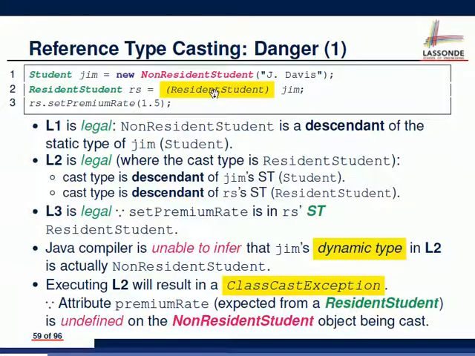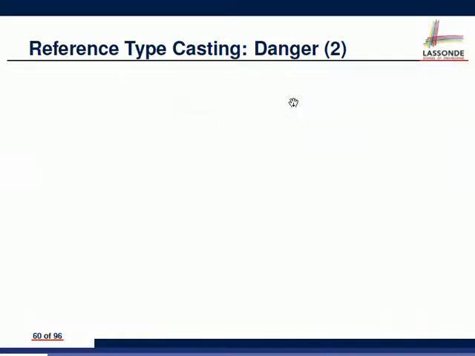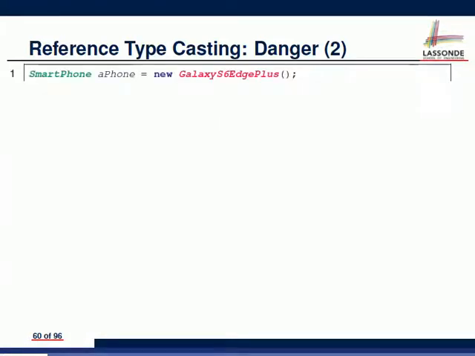But to really see why, think about what we can expect from ResidentStudents. We can expect a premium rate, for example. However, the actual dynamic type for Jim is NonResidentStudents, which does not have premium rates. That's why it should be a ClassCastException. That's just one example. Let's see another one, and then we'll see more rules, just to make the typecast rule complete.